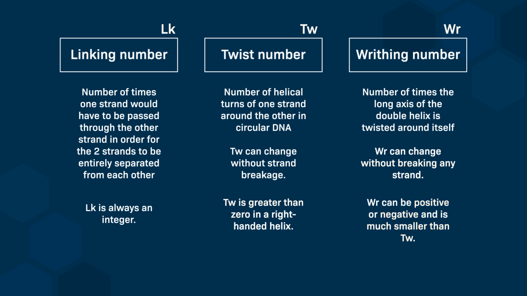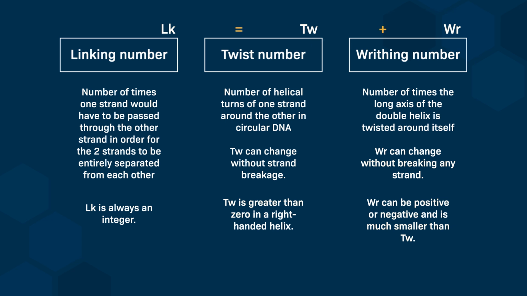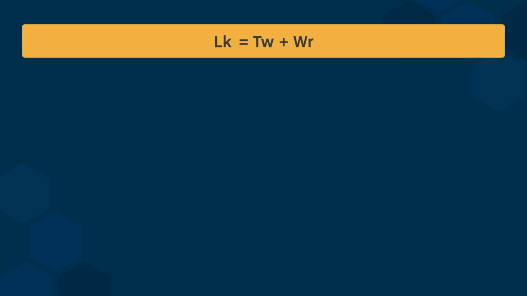In the absence of strand breakage, the linking number remains constant, while the twist and writhing numbers can change. The twist and writhing numbers are interconvertible, and the sum of these numbers remains equal to the linking number. In other words, the linking number is equal to the twist number plus the writhing number.